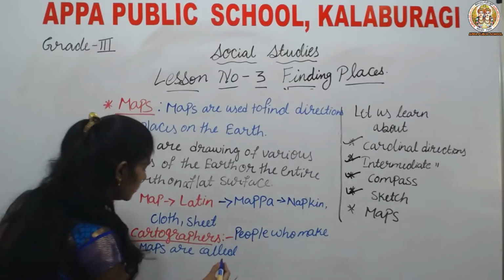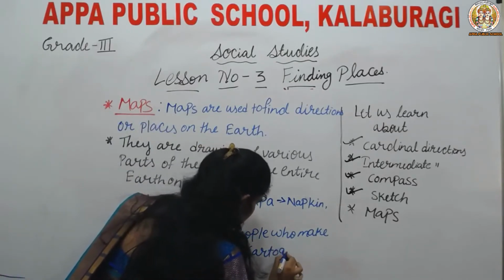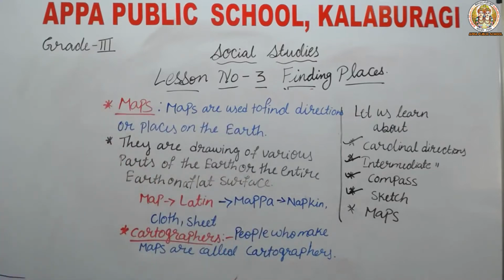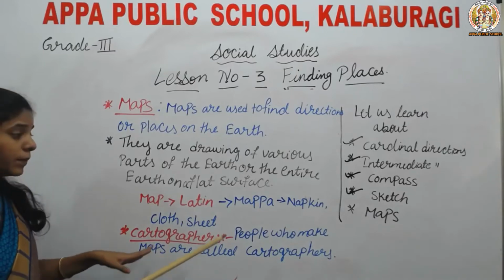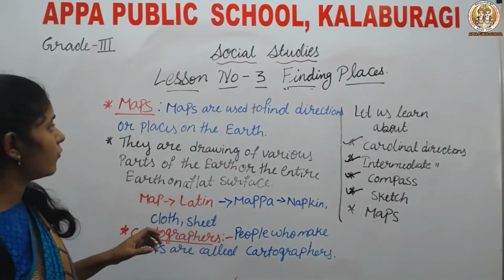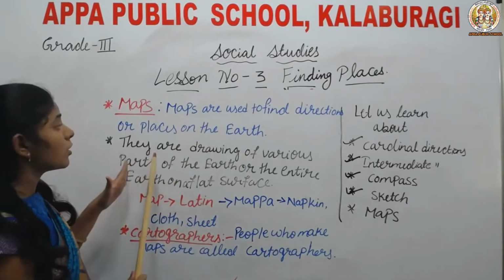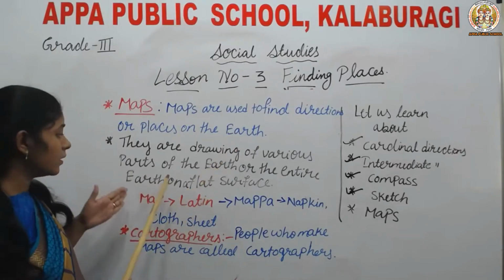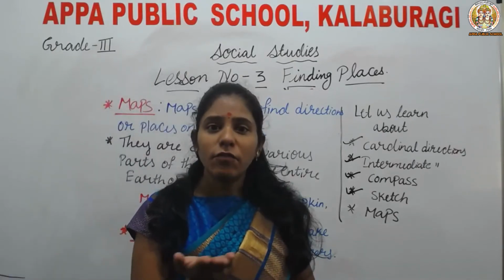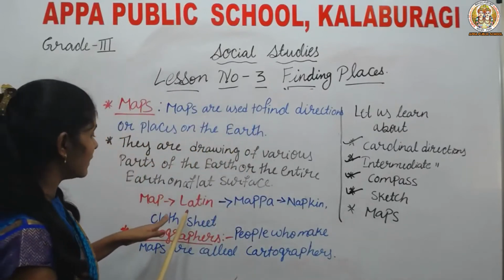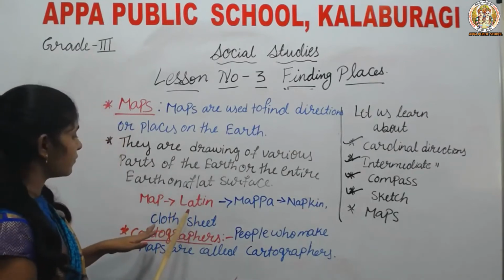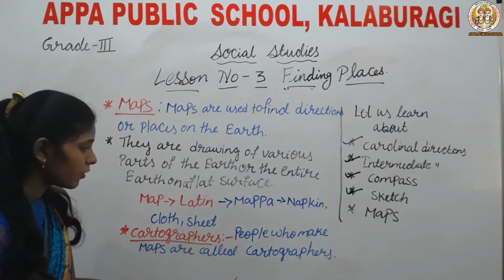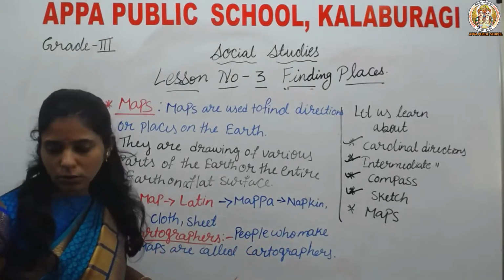People who make maps are called cartographers. Maps are used to find directions or places on the earth, and they are drawings of various parts of the earth or the entire earth on a flat surface. The word map comes from the Latin word mappa, which means napkin, cloth, or sheet. Whom do we call a cartographer? People who make maps are called cartographers.